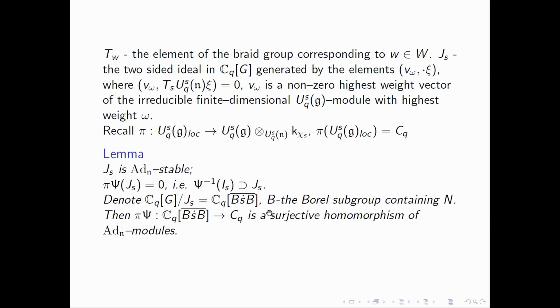So now let me denote the quotient of the restricted dual by this ideal by this symbol, which stands for the quantum analog of the algebra of regular functions on the quantum Schubert variety, based on the S. So we obtain a surjective homomorphism from this quotient to CQ, and in fact it's a homomorphism of modules with respect to the adjoint action of UQ of M.